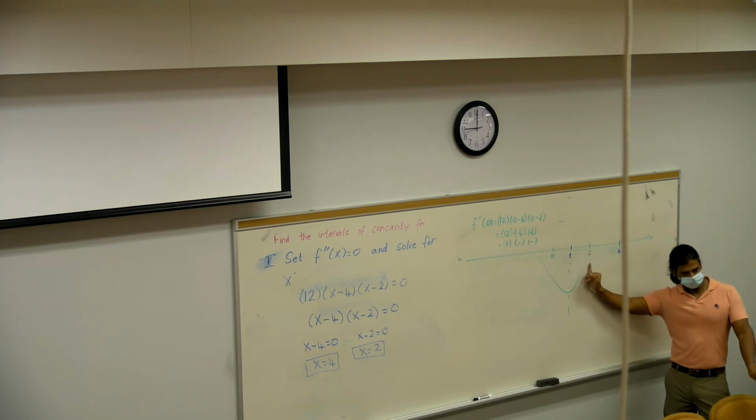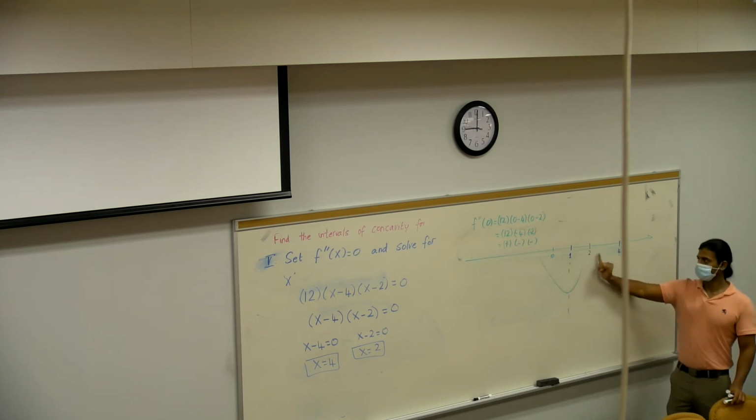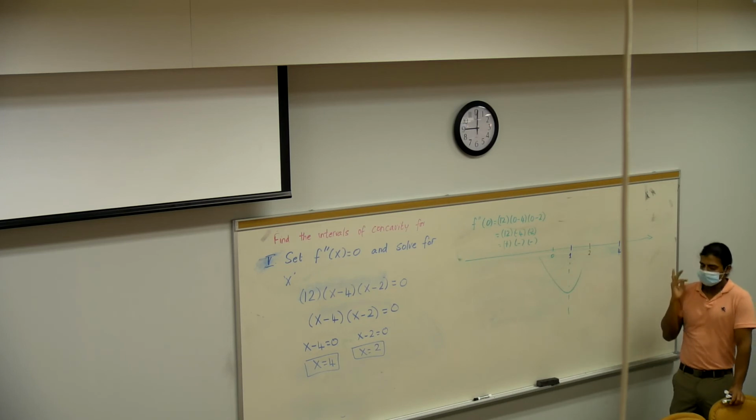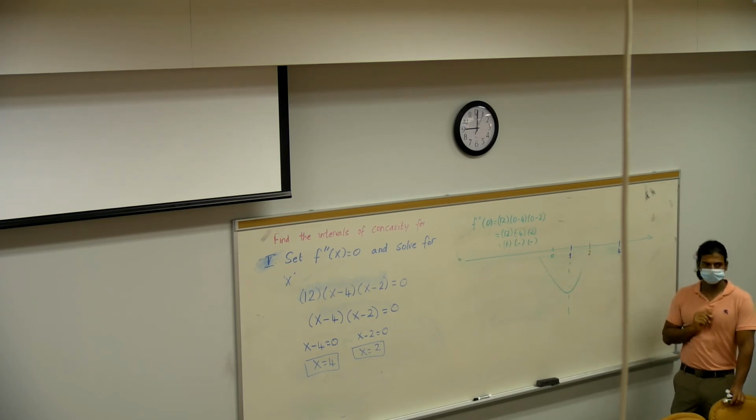2 is a point of inflection. Here it is concave up. What do we expect to happen to the function between 2 and 4? Increase. It has to flip its concavity. Let's see if it happens. Pick an easy number that is between 2 and 4. 3.